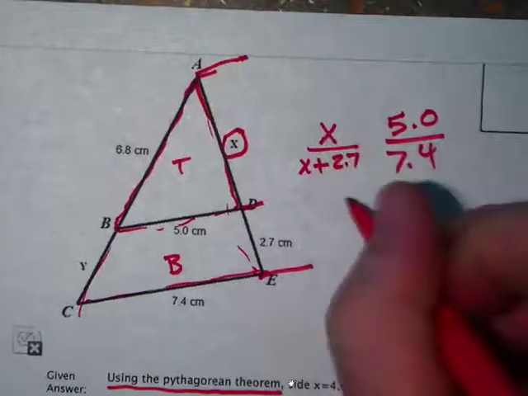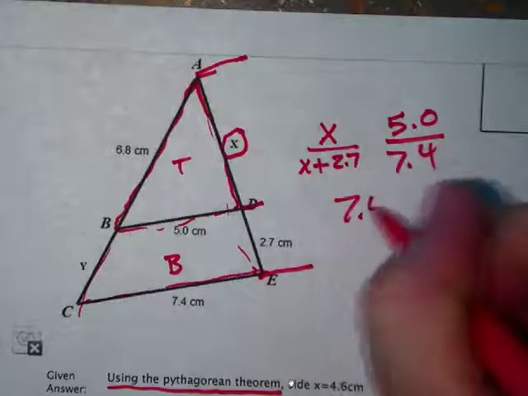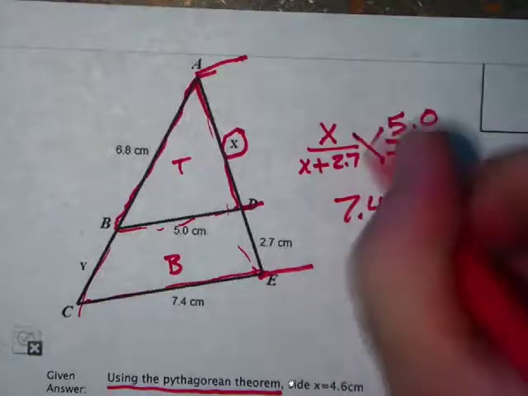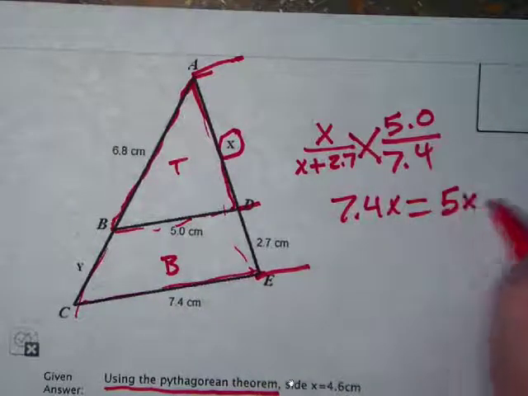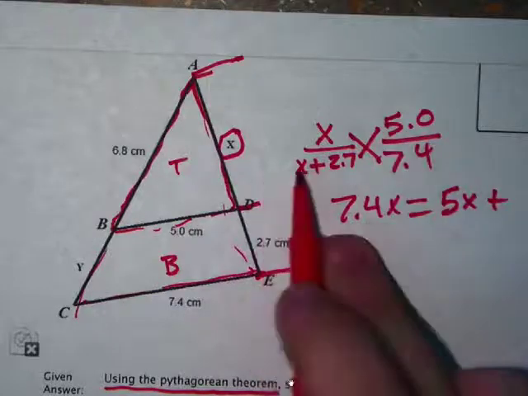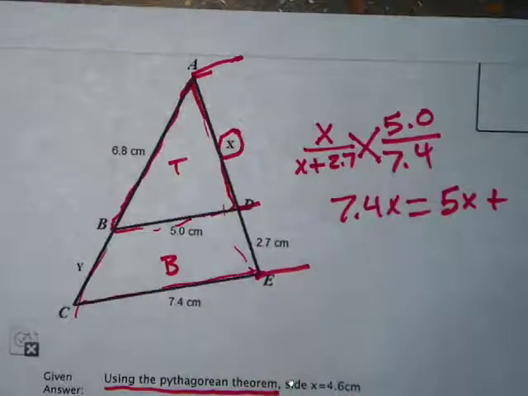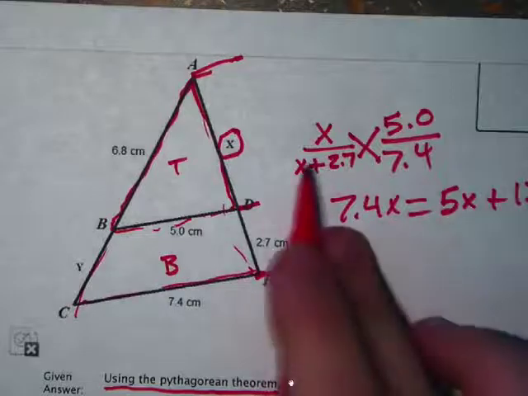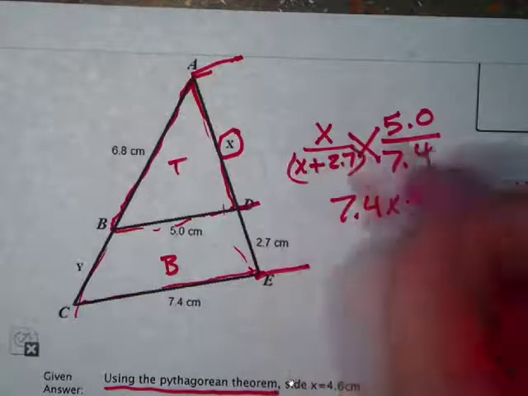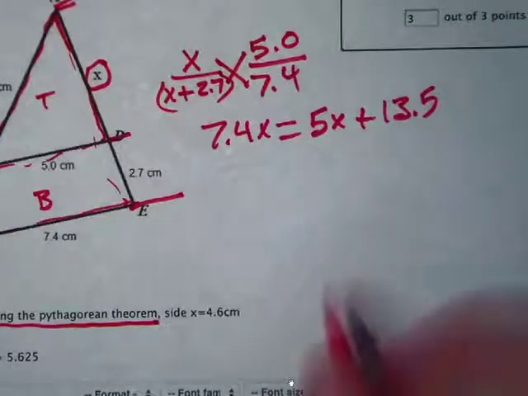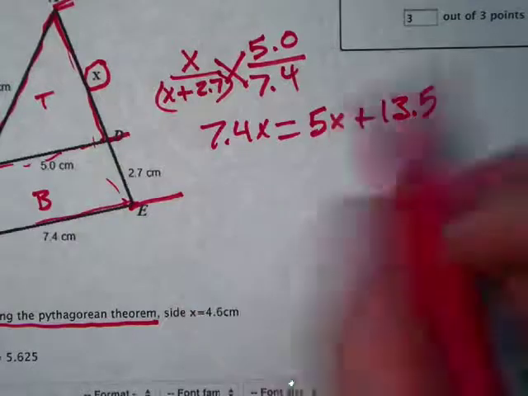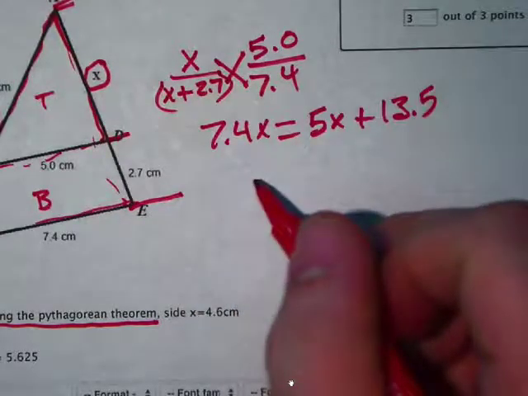We're left with 7.4x, because we're just cross multiplying, and here we're left with equals 5x plus, because it's 5 times the x, and then 5 times the 2.7, and that last one is 13.5. So you see we're just doing the distributive property and multiplying the 5 times that.